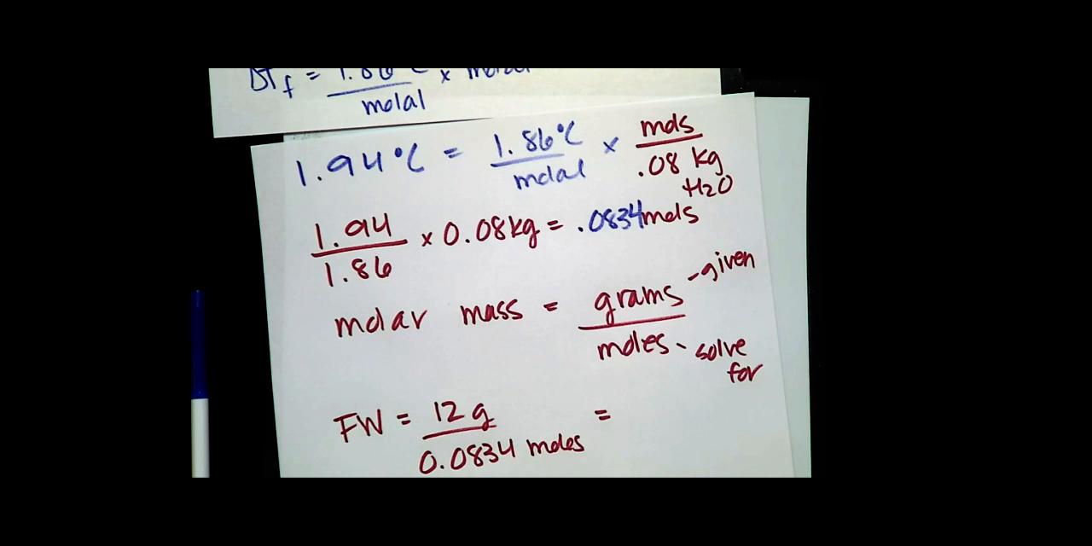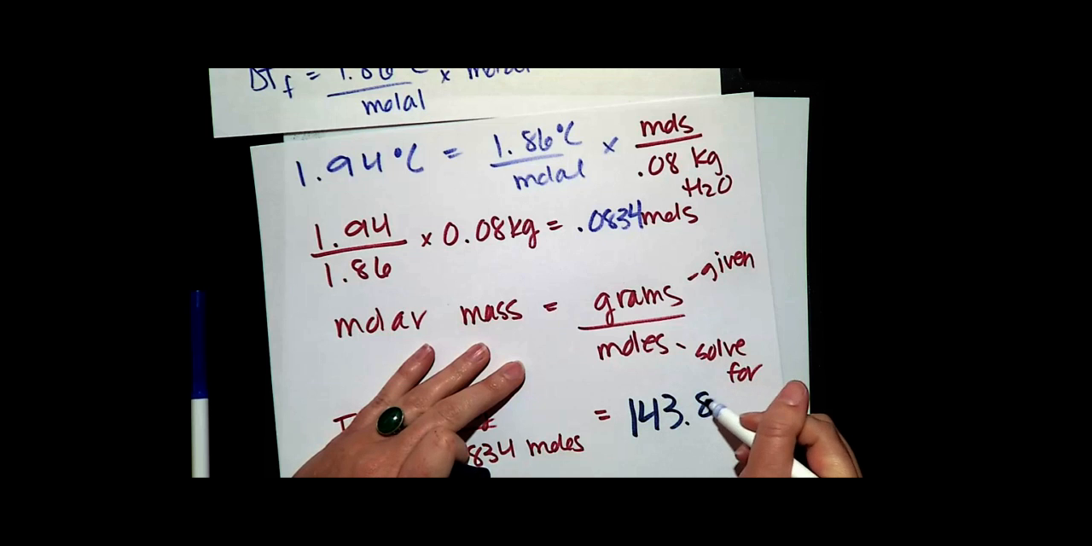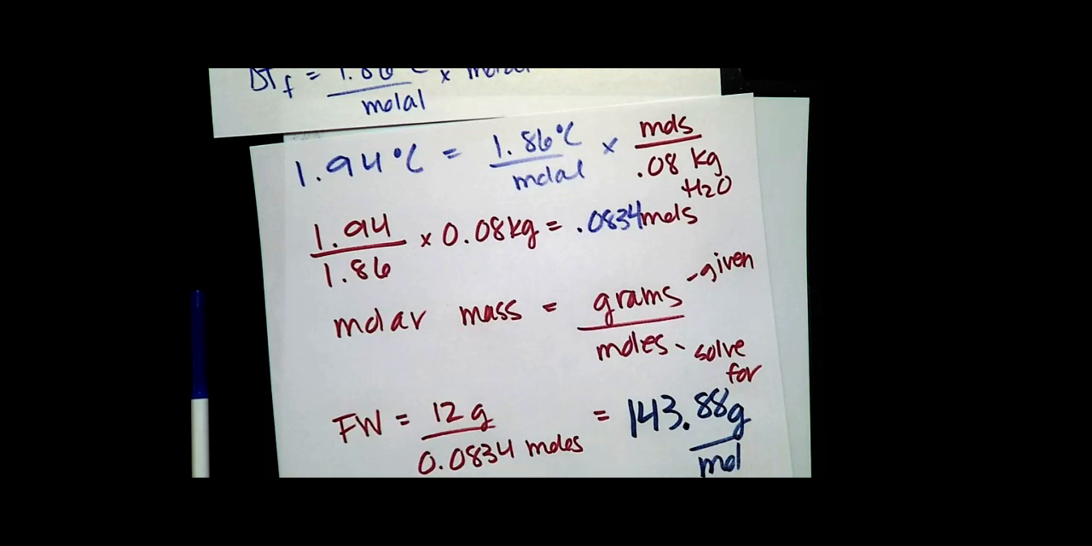All right, I get 143.88 grams per mole. We call that a molar mass. Okay, so in this problem, we use the freezing point equation to solve for moles, and then we use the grams given in the problem and the moles that we solve for to find the molar mass.